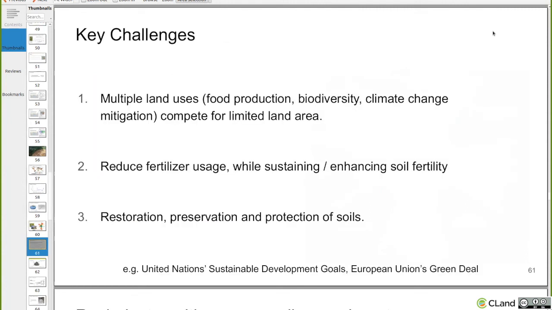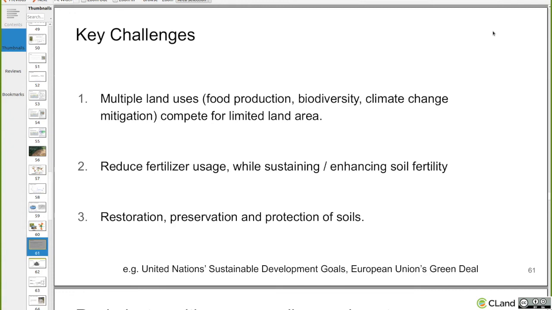So there's key challenges which need to be addressed to really cover all these different aspects. They are also realized by societies and policies, for example, by the UN or by the EU. So on the one hand, we have multiple land uses which compete for a limited land area. We need land to produce more food. We need land to conserve biodiversity, to fight climate change by afforestation, etc. So that's the idea of the Sea Land Institute.